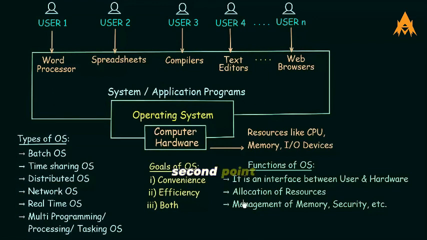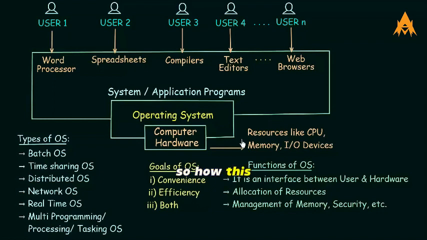And then the second point is allocation of resources. I already told you what I mean by resources. Here, by resources we mean the hardware that we have, like the central processing unit, the memory and input-output devices. When different users want to use the different resources, they have to be allocated. Our resources are not unlimited. We have limited resources. That means we have limited hardware.